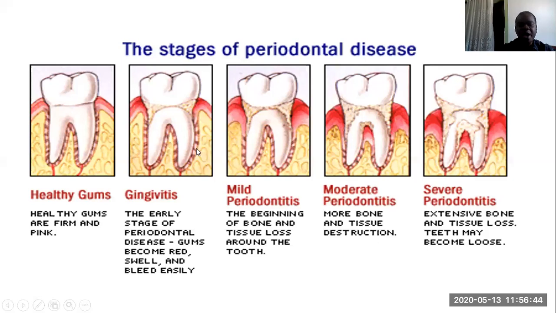But then when it is now getting to the point of gingivitis, what you notice at that time is the gum becomes reddish, and it swells and bleeds. At the slightest brushing, you see blood come out. At that time, you know that gingivitis is setting in.